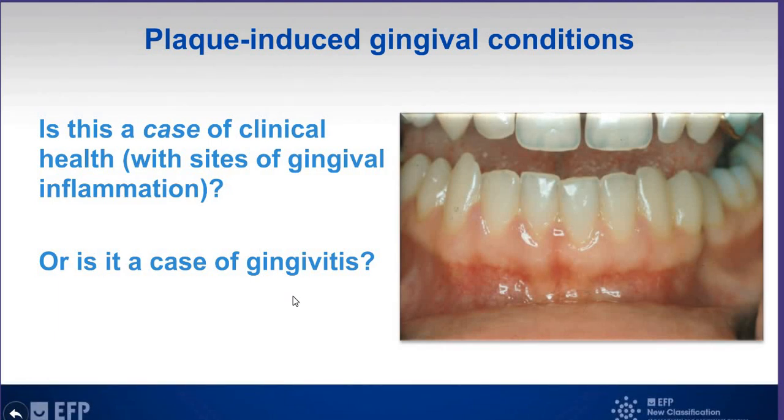In case of plaque-induced gingival conditions, we have a question. Is this a case of clinical health with signs of gingival inflammation, or is it a case of gingivitis? We name a patient a case of gingivitis when they have more than 10% of bleeding on probing. But if we have less than 10% of that, the case remains healthy with signs of inflammation.